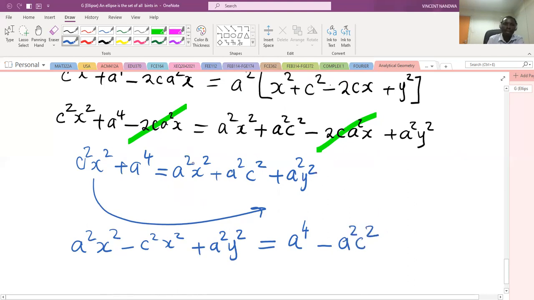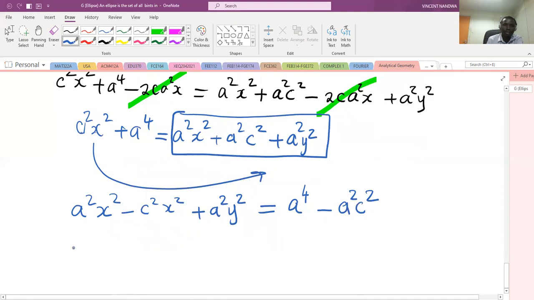Remember what I've just done here is I bring c squared x squared to this side, so that I'll have now a squared x squared minus c squared x squared plus a squared c squared plus a squared y squared. And then next, I take this term to the other side. So that's why I have a negative sign here.